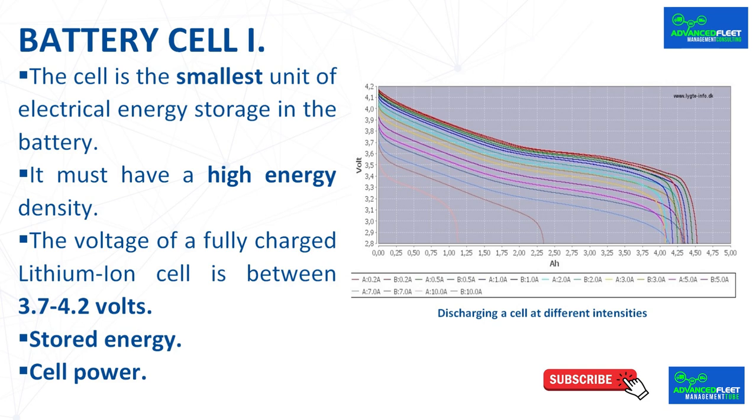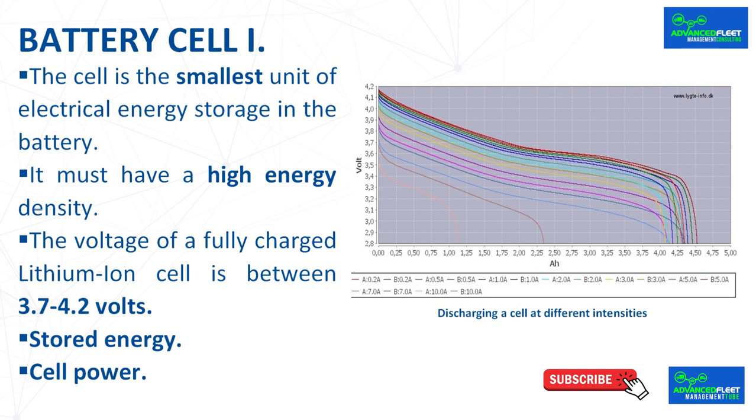Stored energy. The capacity of the cell is measured in watt-hours, that is, power per time. If the capacity of a cell in watt-hours is not known, it is often given in the form of milliamp-hours or ampere-hours. Theoretically, if a cell, for example, has a nominal voltage of 3.6 volts and 2000 milliamp-hours, since power is voltage times intensity, then the capacity of that battery is 3.6 volts times 2 amps, 7.2 watts for 1 hour, or 7.2 watt-hours of energy.